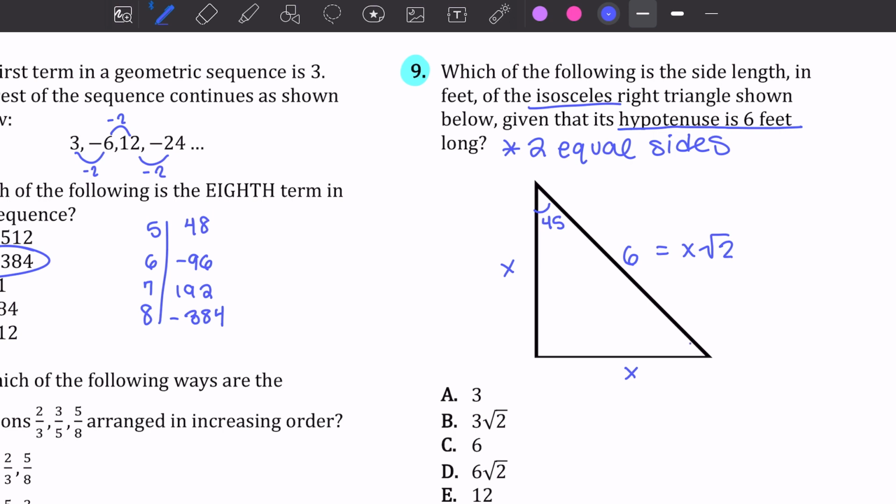So we know we need to solve for x. When solving for x, you do 6 divided by the square root of 2. Once you do that, you have to multiply by the square root of 2 again, because you can't have a square root in the denominator like that. Whenever you do that, you get 6 over 2 multiplied by square root of 2. And then simplifying that will give you 3 times square root of 2, which is the answer B.